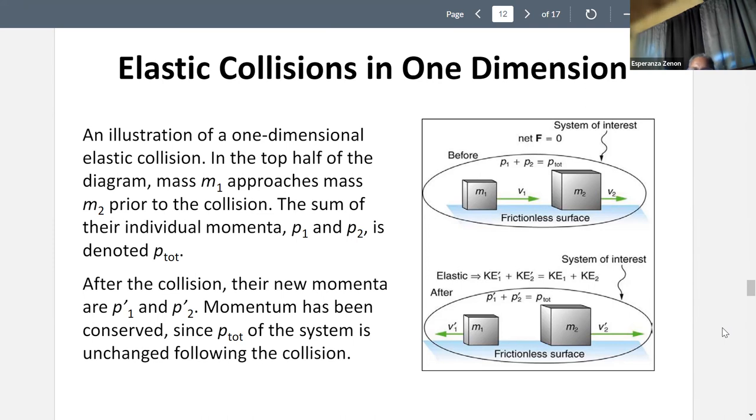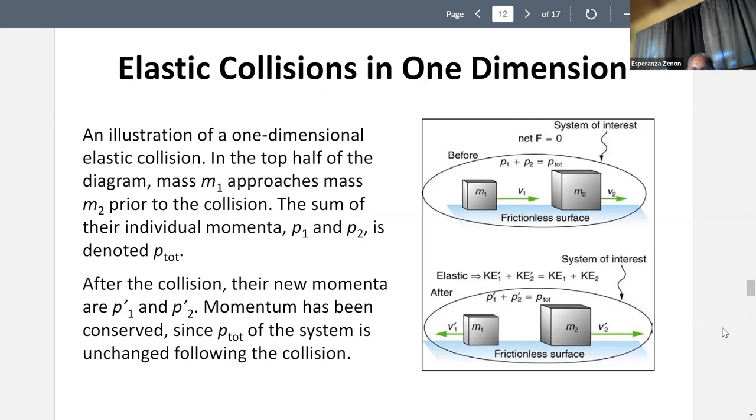And if we take each object and figure out its momentum, the momentum of object number one is P1, plus the momentum of object two is P2, that would give us our total, because we only have two objects, right? But we could have multiple objects. We could have more than two. You take the momentum of each one and you add it up to get your total, okay? So before the collision, you have a certain amount of momentum, P total.